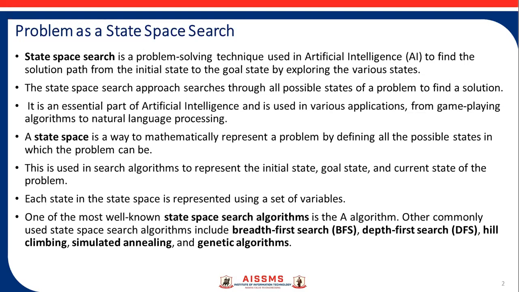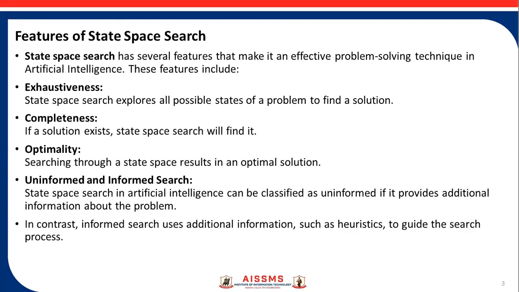One of the most well-known state space search algorithms is the A* algorithm. Other commonly used state space search algorithms include breadth-first search, that is BFS, depth-first search, DFS, hill-climbing, simulated annealing, and genetic algorithms. So state space search has several features.